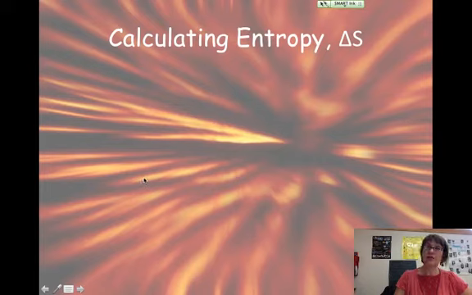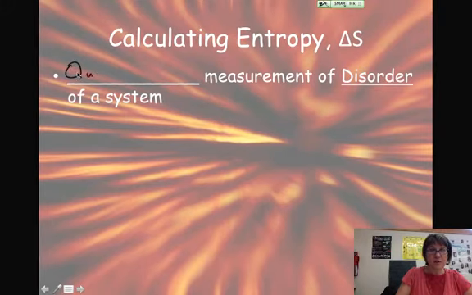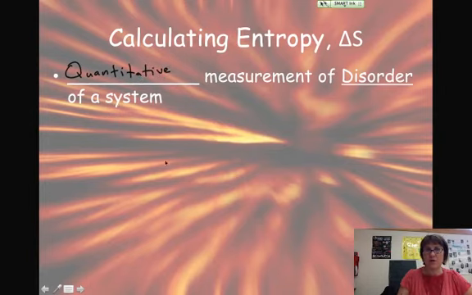Let's start by calculating entropy, delta S. We described entropy before to say if a system is more disordered or less disordered, but now when we calculate it, we're going to get a quantitative measurement, an exact number, because that's what scientists do. We measure stuff. Quantitative measurement of the disorder of a system. So its symbol is delta S.